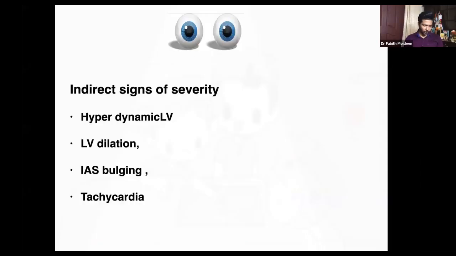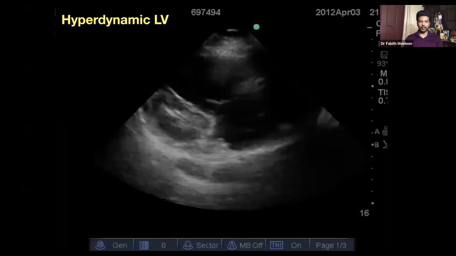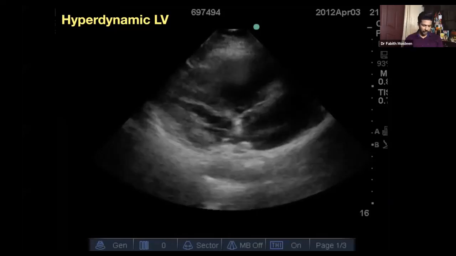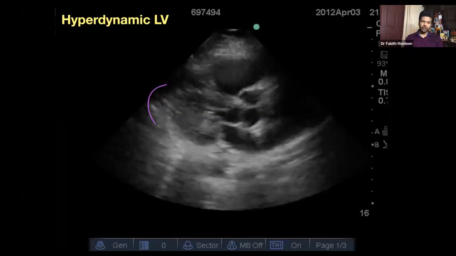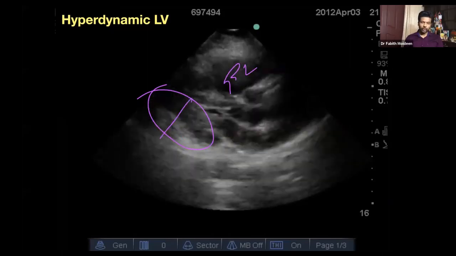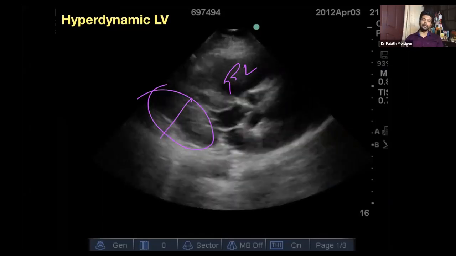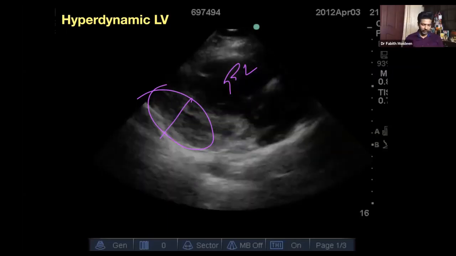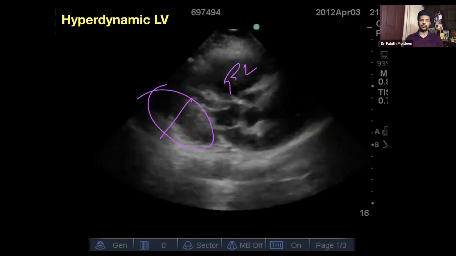There are some indirect signs of severity. One is hyperdynamic LV. You can see LV dilatation, IVS bulging, and tachycardia. This is what I was trying to tell you, where the patient has a hyperdynamic LV and the walls are touching each other. Here you can see this is RV, and the LV walls are touching each other. I don't know whether this LV is normal or not. The only thing I can say is this needs fluid. Then I give fluid and reassess the LV again before I comment on whether it's normal or not.